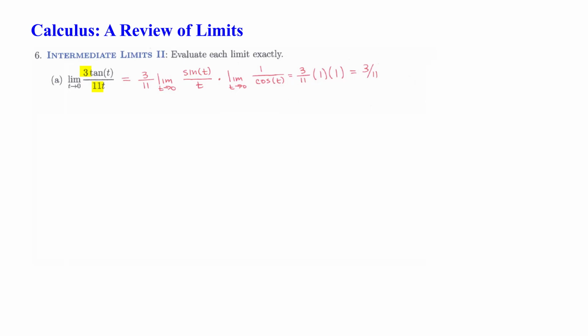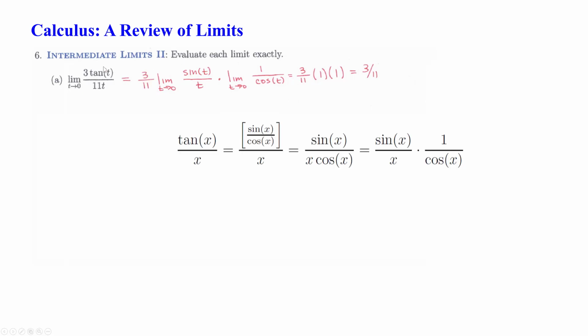3 doesn't go anywhere as t goes to 0, nor does 11. I mean, in a way, you could say, yes, 3 does go someplace. It goes to 3, but effectively, we know we can move those constants outside, so I pull the 3 over 11 as a fraction outside the limit, and now I would be just left with the limit 3 over 11 times the limit as t goes to 0 of tangent.